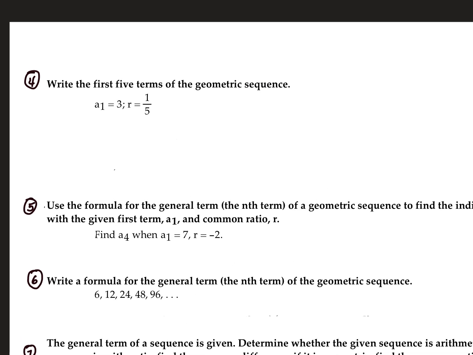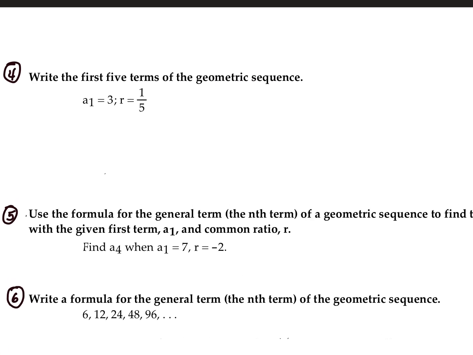For number 4, we're writing the first 5 terms of the geometric sequence, with the first term being 3 and our common ratio of 1/5. Your a sub n is going to be 3 times 1/5 to the power of n minus 1. That's your rule. It already tells us that the first term is 3, so we don't need to find that.